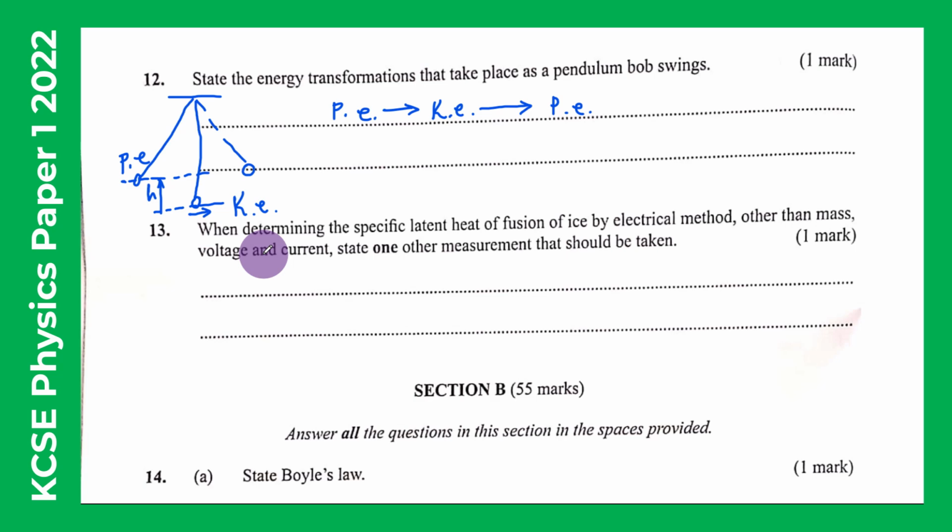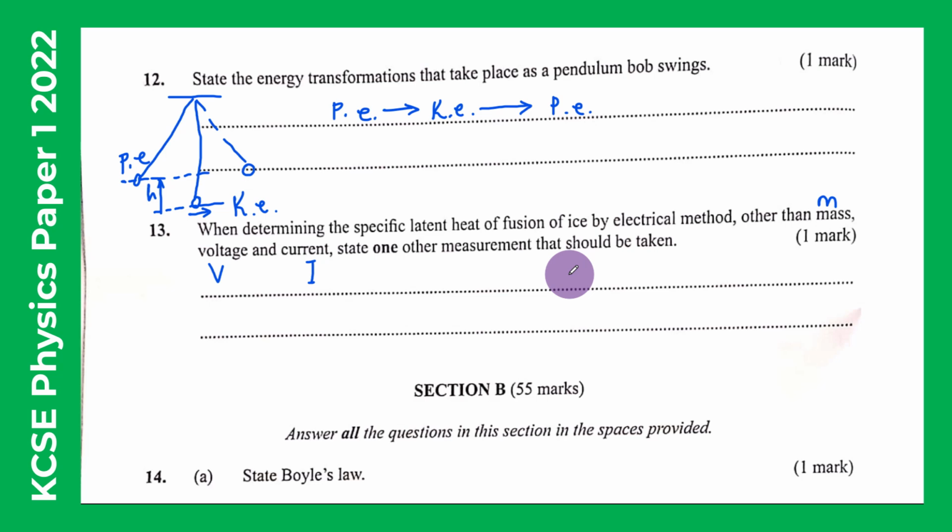Question number 13. When determining the specific latent heat of fusion of ice by electrical method, other than mass, which is m, voltage, which is V, current I, state one other measurement that should be taken.